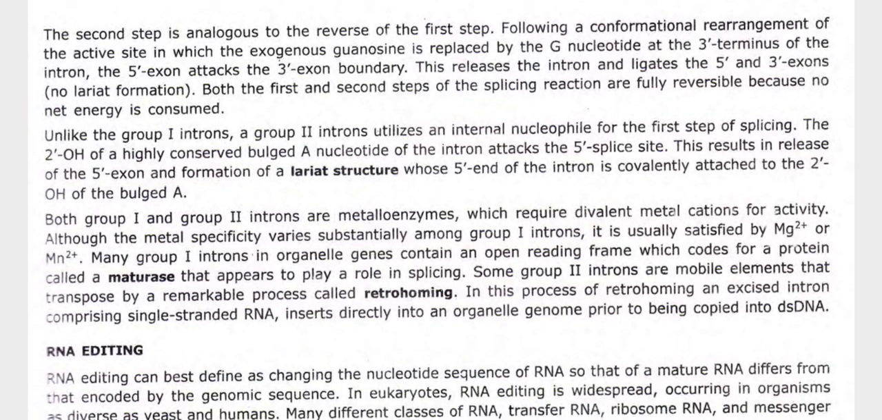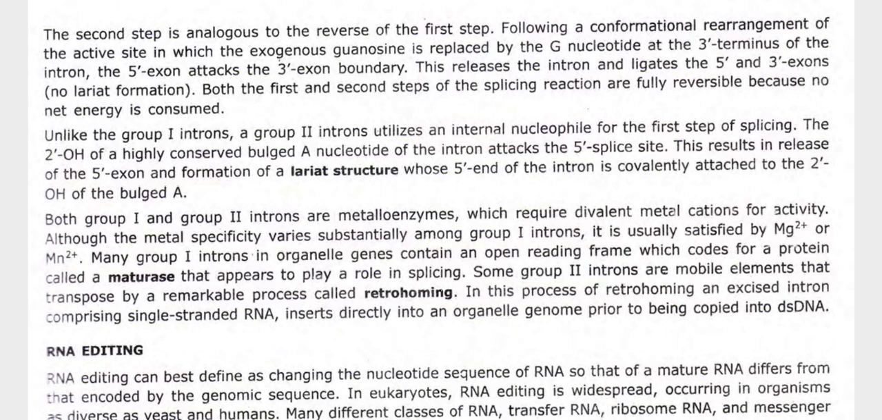The second step is analogous to the reverse of the first step, following a conformational rearrangement of this active site in which the exogenous guanosine is replaced by the G nucleotide at the 3' terminus of the intron. The 5' exon attacks the 3' exon boundary. This releases the intron and ligates the 5' and 3' exons. The first and second steps in the splicing reactions are fully reversible because no net energy is consumed.